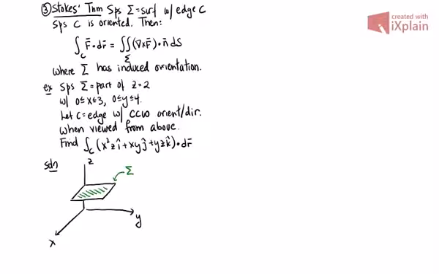C is the edge of this rectangle. So C is not filled in. C is the edge, if you like, but it's not the actual sheet of paper. If you think about this as a sheet of paper or a plank of wood, it's the edge of this. This is C. And C has counterclockwise orientation when viewed from above.